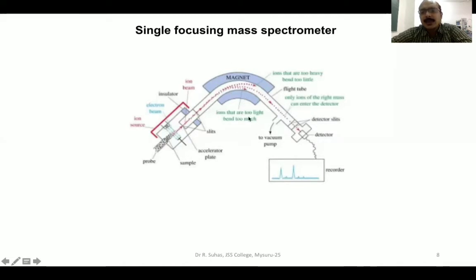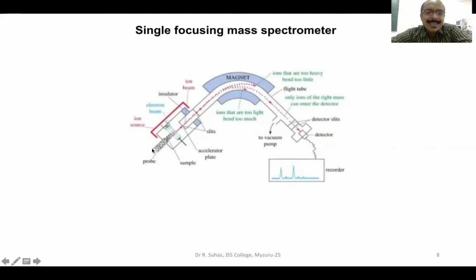Here there will be only one analyzer, that is the magnetic analyzer, whereas in the case of the double focusing instrument, you will see in a short while from now, there will be another additional analyzer called the electric analyzer. Before the magnetic field or magnetic analyzer, there will be another analyzer called the electric analyzer. So any mass spectrometer essentially should have the following components.